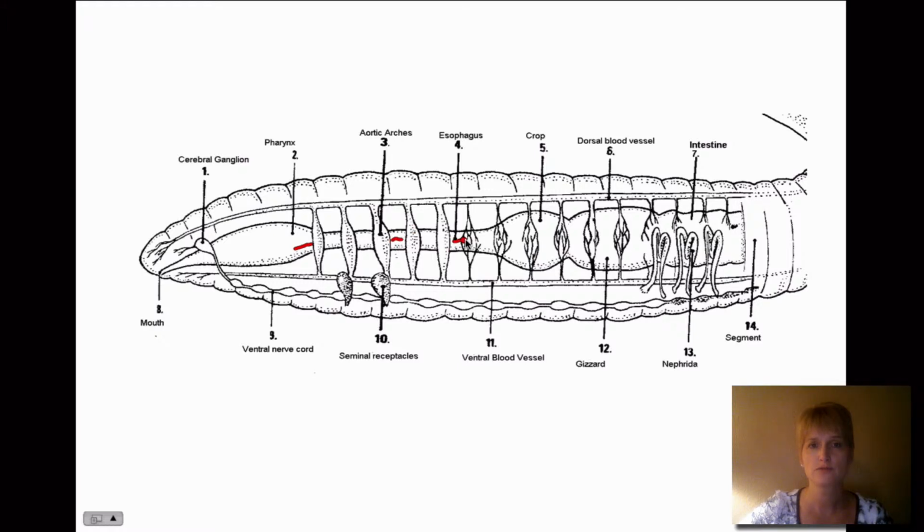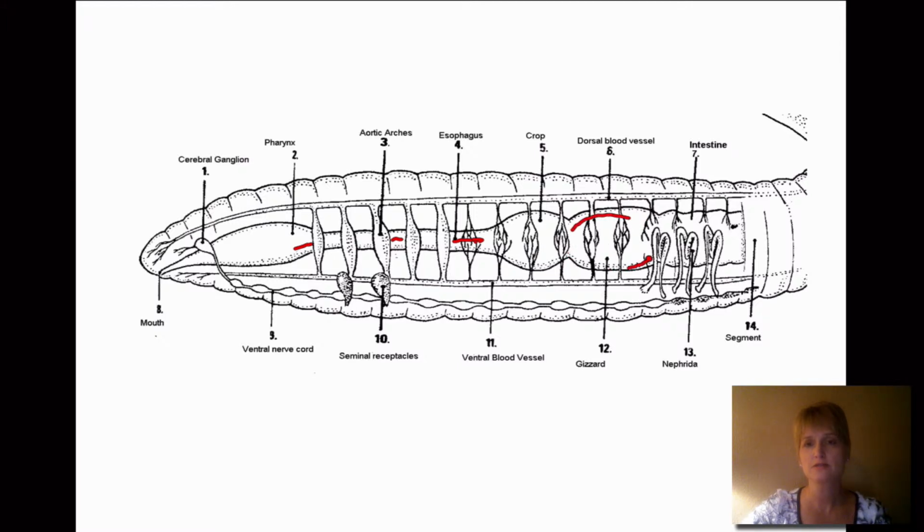And they're going to move through here until they reach the crop. And so the crop is this large segment right here. The crop is really where the soil is going to be moved around, and basically it's a place to kind of store the dirt and the nutrients until they move into the gizzard.